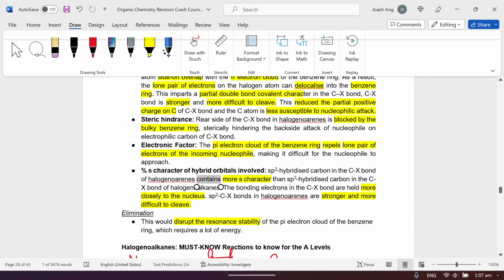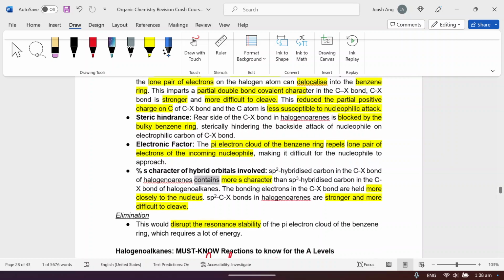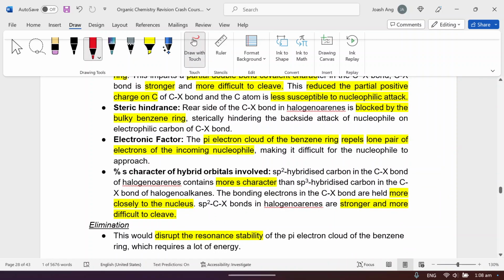Okay? We can also talk about the percentage s character of the hybrid orbitals involved. This factor, I would say, is usually out of H2 syllabus. I don't think I see this factor a lot. But in the case that you need to use s character to explain, if they give you a novel context, then you can consider this factor.